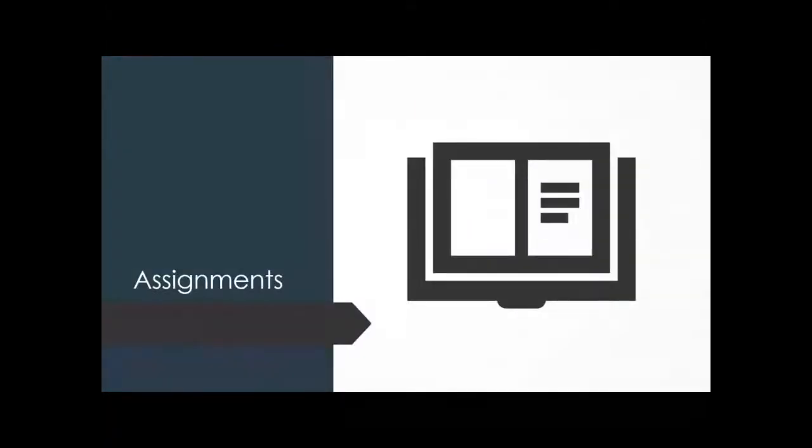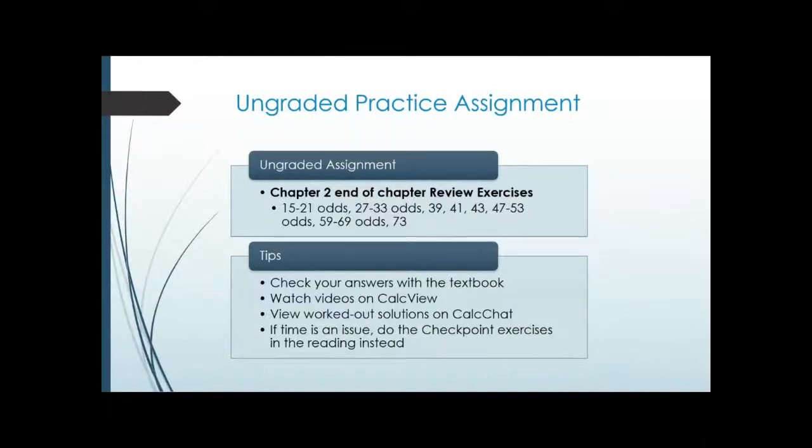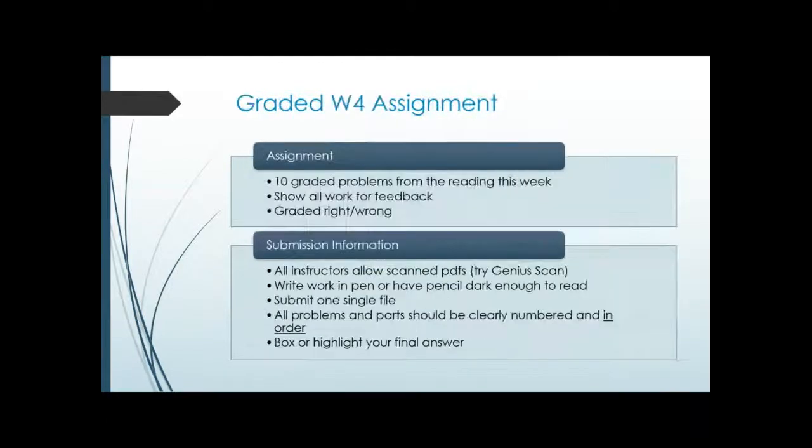Okay, so next let's talk about the assignments. So your ungraded practice assignment is from chapter 2. You're doing the end of chapter review exercises. You're not doing every problem. We can skip the first few because that was 2.1. So you're picking the odds, and you can do some from these sections or these problems that are suggested.